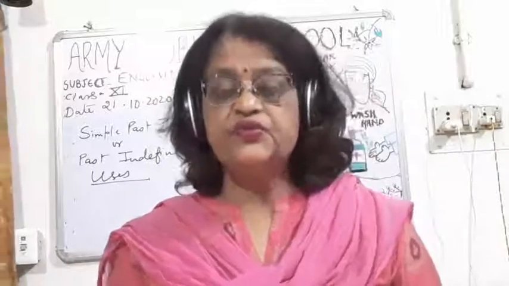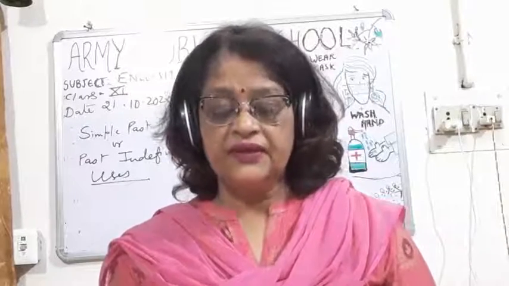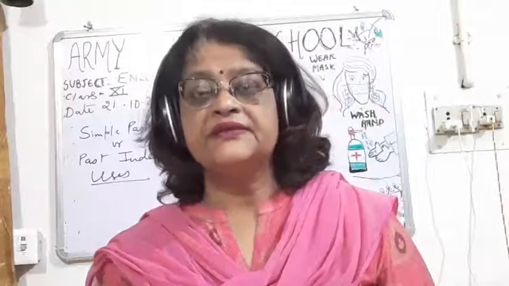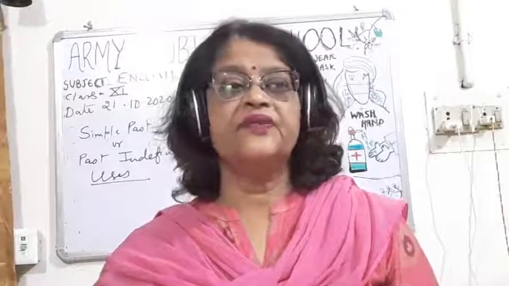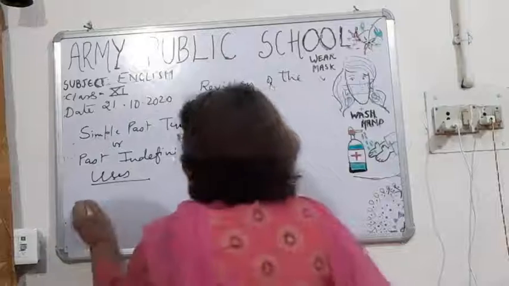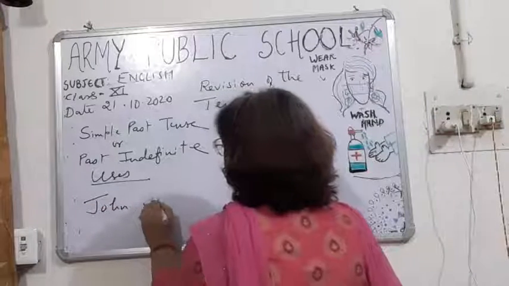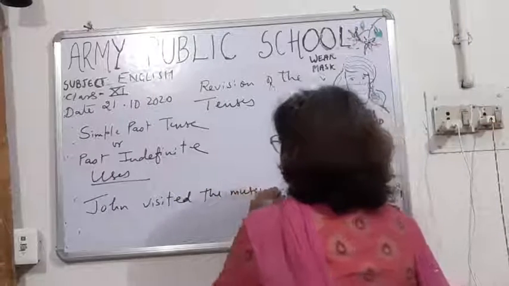So the first use, children, is to mention an action or work that is completed in the past. Generally in the affirmative we use the second form of the verb. So to mention an action which is completed in the past, like John visited the museum yesterday. John visited the museum yesterday.